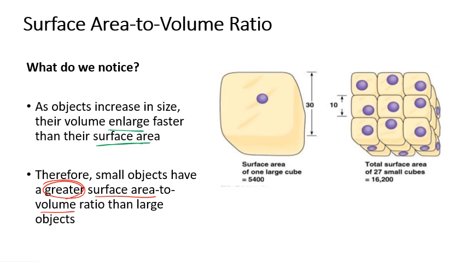And here's another way of picturing it, which helps to just think of it logically. If we have one giant cube, which could represent one giant cell, it's got a total surface area here of 5,400 units. But if we chop that up into 27 smaller cubes, which are 27 smaller cells, it still has the same total volume, but it's got a much higher surface area. And now this is starting to show why cells are so small, because they've got lots of surface area.